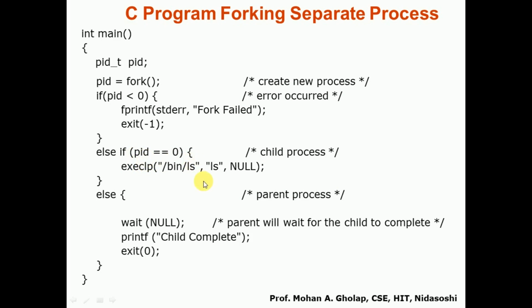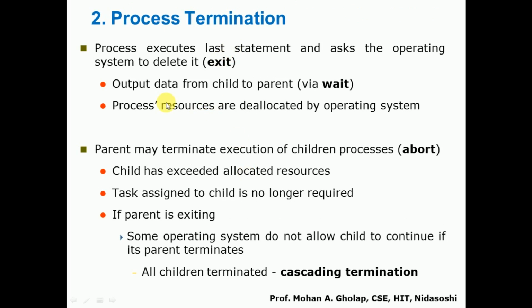After that, whatever value the child may want to return to the parent will be done through the wait. So that's why, through this wait, the parent will come to know whether the child has completed its execution. That is what is given here. The process executes the last statement and asks the operating system to delete it through exit. The output data from the child to the parent will be sent via the wait system call.